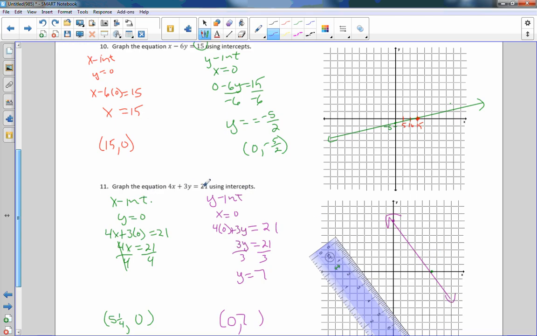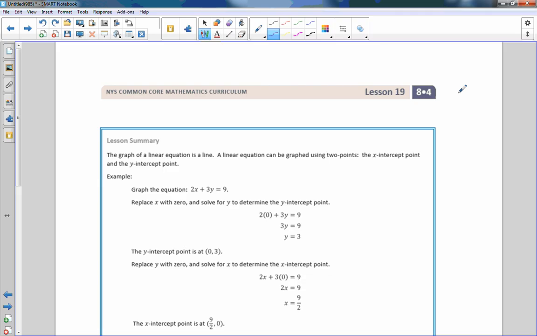So graphing equations using intercepts, you just simply make one 0 and then make the other 0 and solve twice. Okay, so that is the end of lesson 19. Review this lesson summary and go do your problem set.